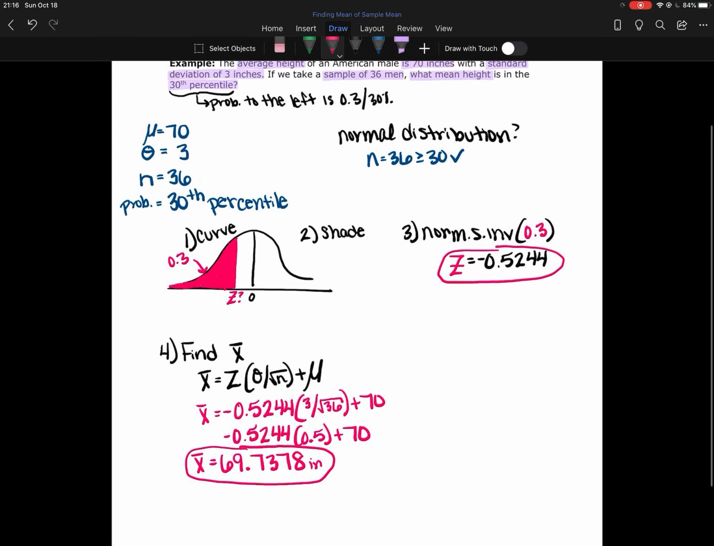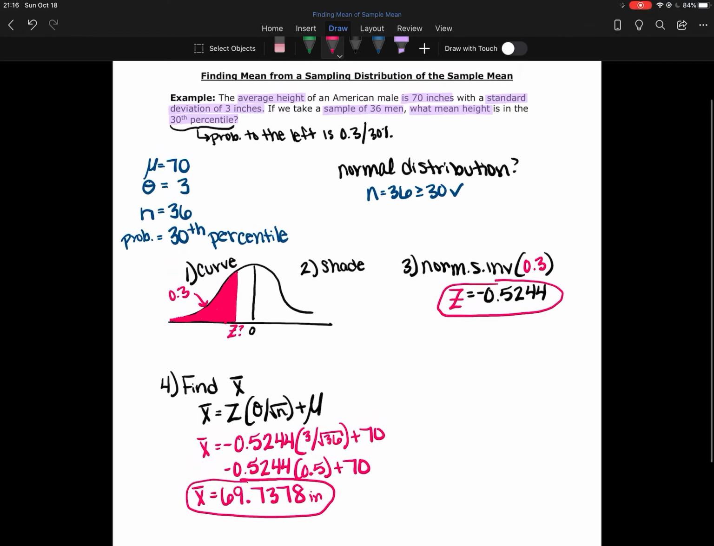So the only thing here that really changed once we saw that we had a normal distribution was the very last thing we had to do. We had to find x bar instead of finding x. Otherwise, these steps stay the same as they were if we were looking at an individual. So this is how you work backwards, find the sample mean associated with a probability for a sampling distribution.